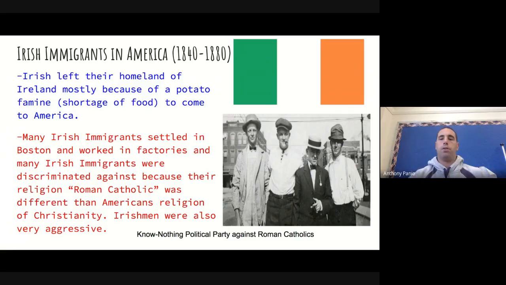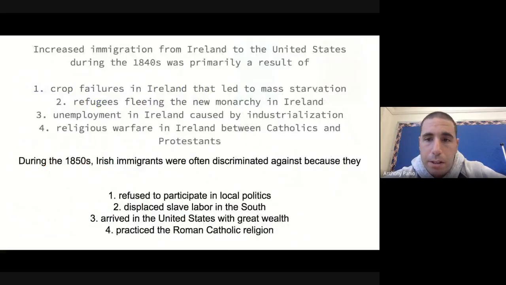Okay, the biggest number of people who came to the United States came from Ireland. This was our biggest group from 1840 to 1880. Let's take a look at the biggest group from 1880 to about 1915. And that group would be the Italian group. Okay, Italian immigrants coming into the United States.